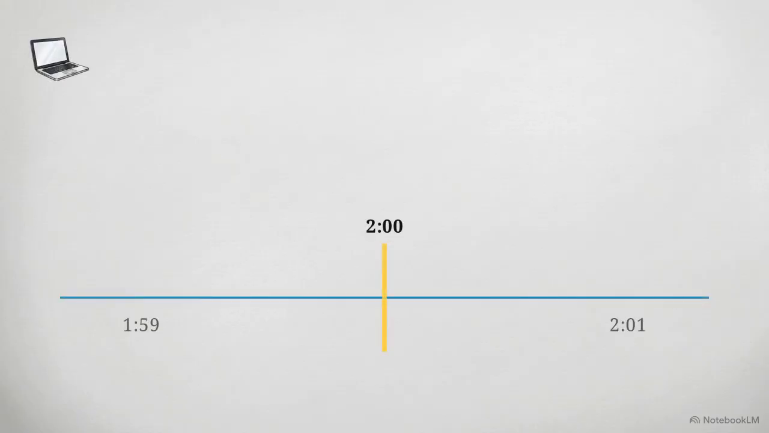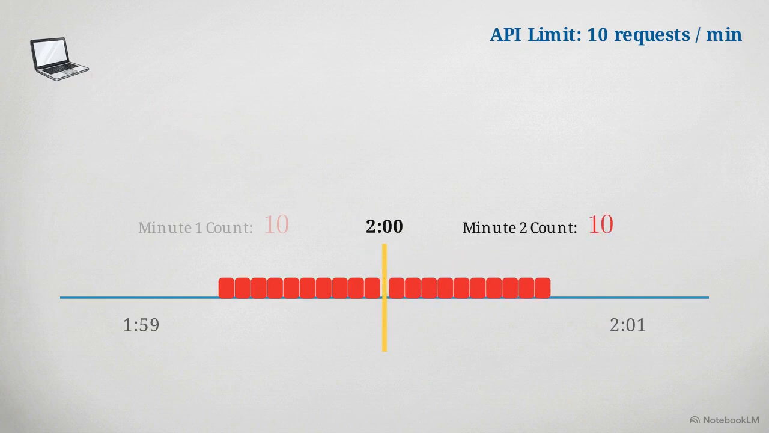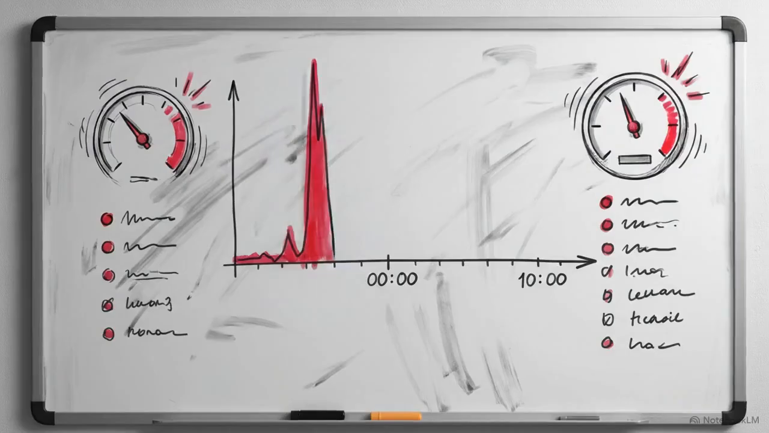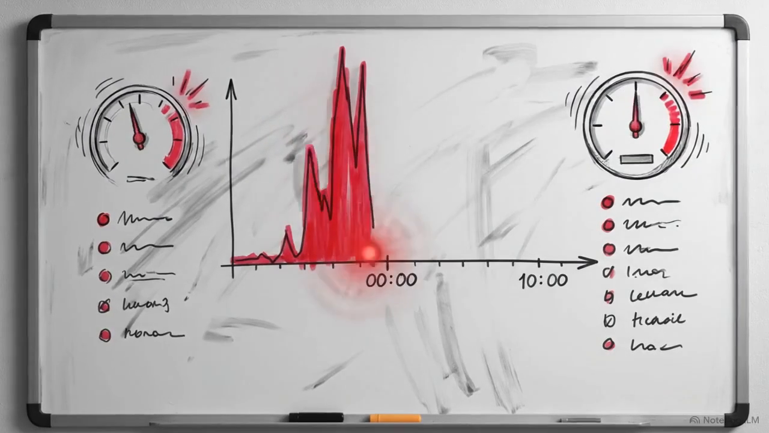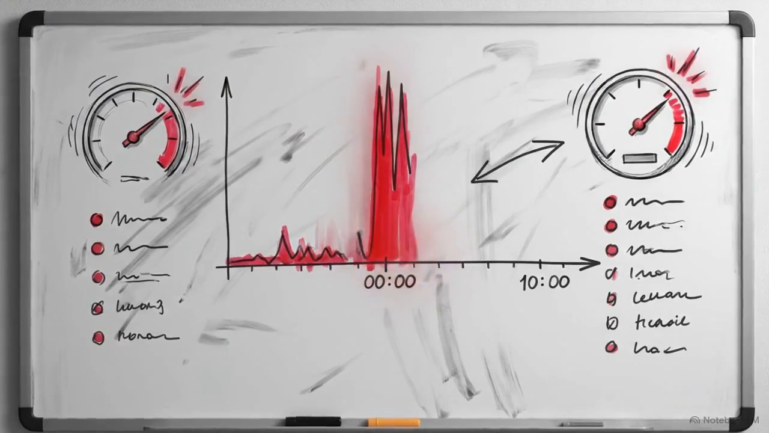Imagine an API allowing 10 requests per minute. A malicious actor could fire 10 requests at 1:59 and another 10 at exactly 2:01. Because the time window reset at the top of the minute, they successfully pushed 20 requests through the gateway in a 2-second burst, artificially doubling their allowed limit. While fixed window counters require almost no memory to run, their inflexibility leaves the system highly vulnerable to timed adversarial traffic spikes.